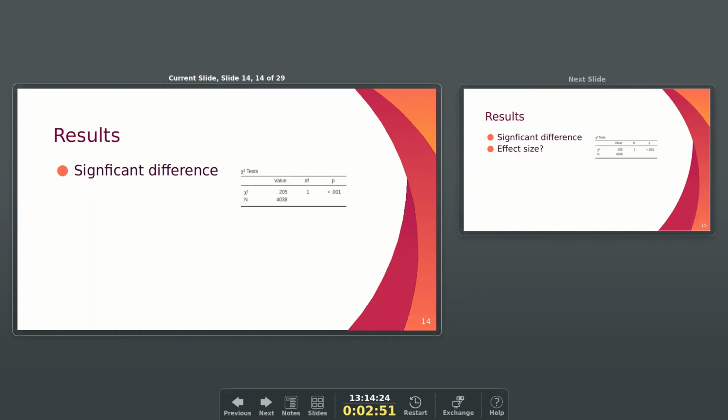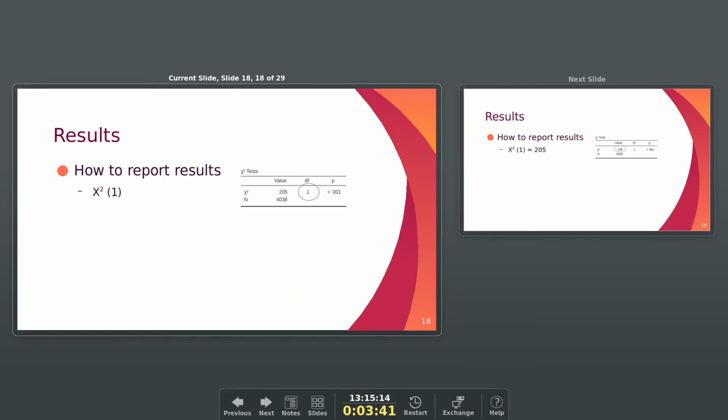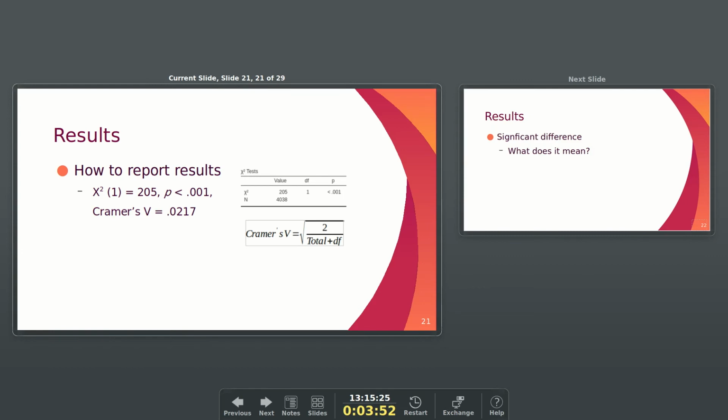What we see is that there is a significant difference. But what about effect size? We can determine the effect size by calculating a Cramér's V according to this formula. Cramér's V ranges between 0 and 1, so our effect size, 0.0217, is very small. How can we report these results? Well, we put our degrees of freedom in parentheses after chi-square, include our chi-square value and our p-value, and then report our effect size, or Cramér's V.